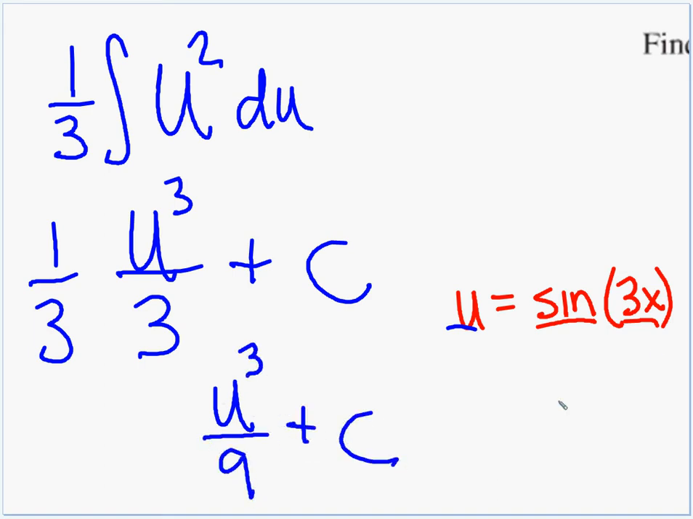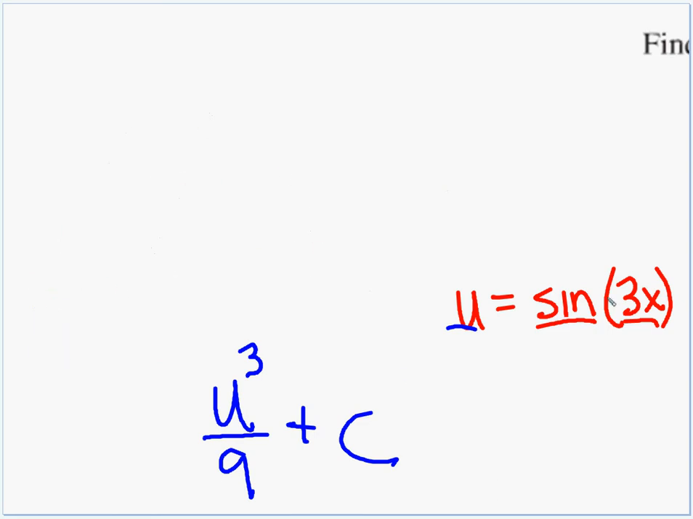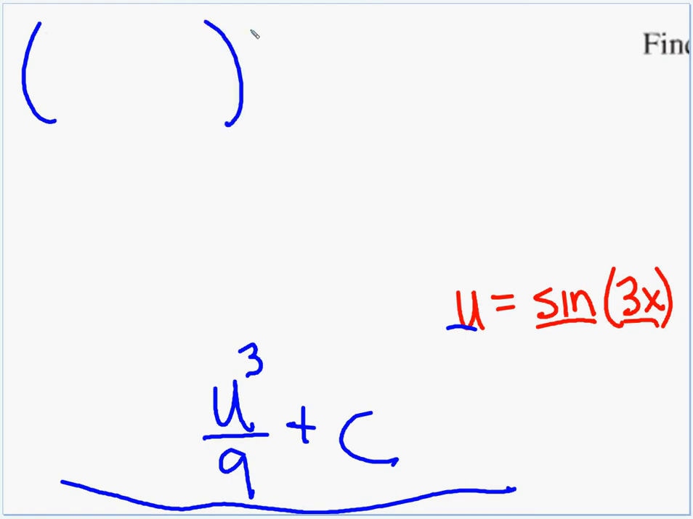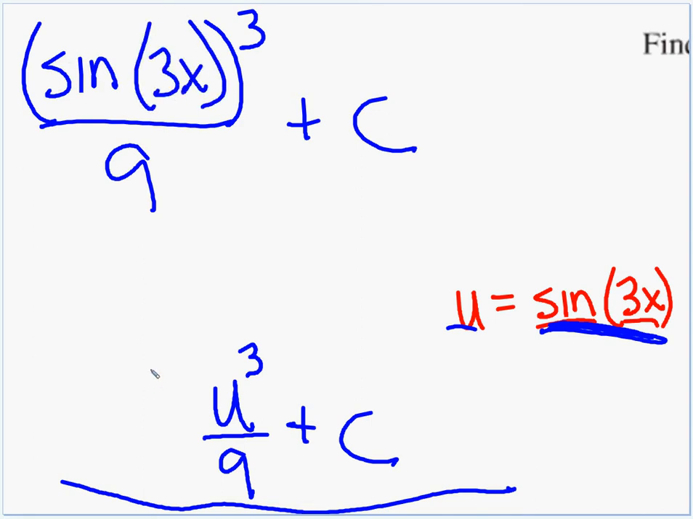So for our last step, let's take out the u and replace it with our original substitution. So this is going to be not u cubed, but something cubed over 9 plus c. And let's put our sub back in there. U is out. Sine of 3x is back in. So 1/9 the sine of 3x, quantity cubed, plus our unknown constant. Very nice.